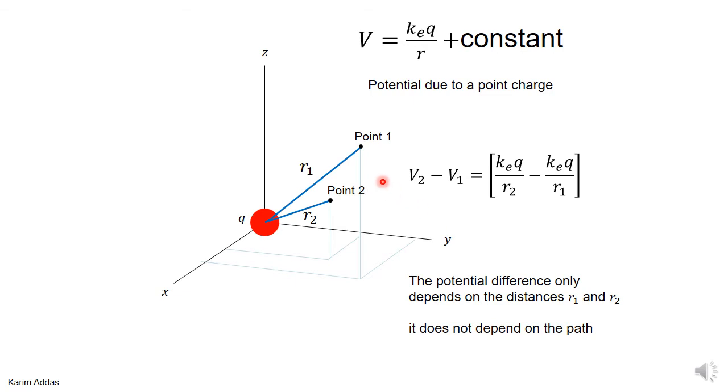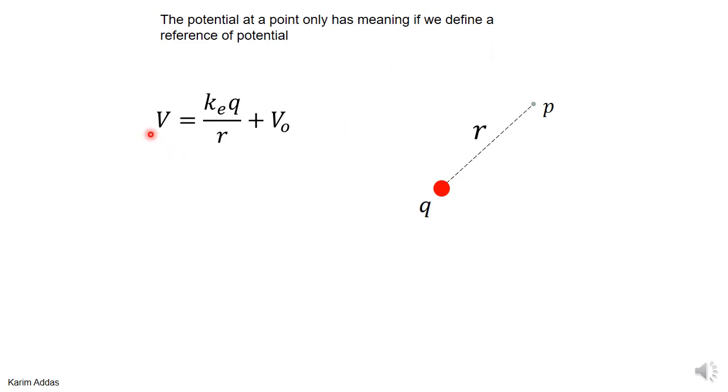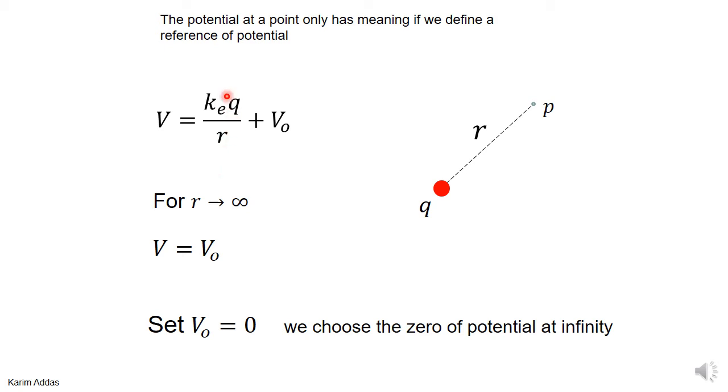It doesn't depend on the particular path you choose to go from point 1 to point 2, or the value of the constant that you add to the potential at every single point in space. So this is then the formula for the potential due to a point charge, kq over r plus a constant. Now here is where people can make a convention, or a convenient choice of a reference of potential. If you put r equal to infinity, then this gives you 0. So the potential is equal to V naught. So V naught is the value of the potential at infinity.